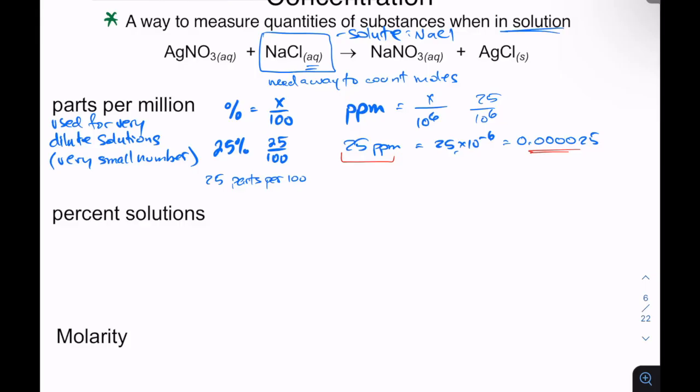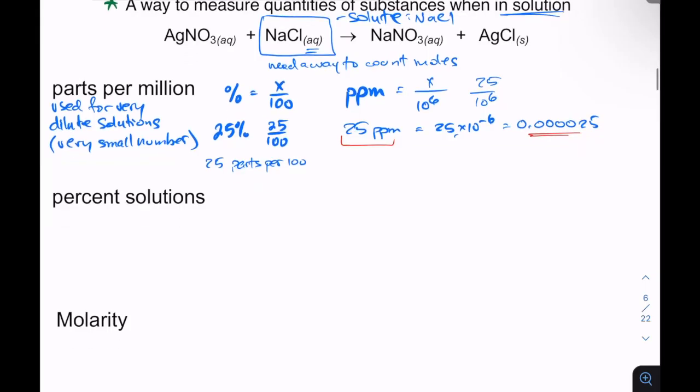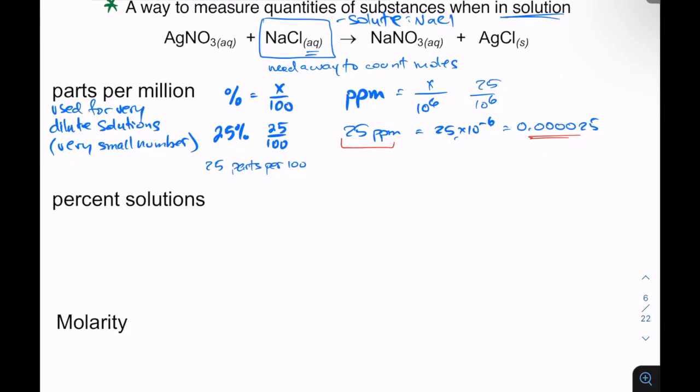Another way you see concentration talked about a lot, especially not in the science laboratory, but if you go to the hospital, for example, and they need to hook you up to an IV and rehydrate you, they give you like a 5% saline solution. Does anyone know what saline is? It's sodium chloride. Saline is a sodium chloride solution, right? But if you go to the hospital, they're not going to say, hook this patient up to a 0.8 molar solution of sodium chloride. No, they're going to hook you up to a 5% saline solution.